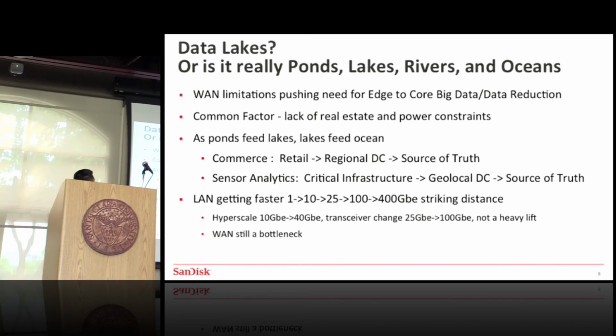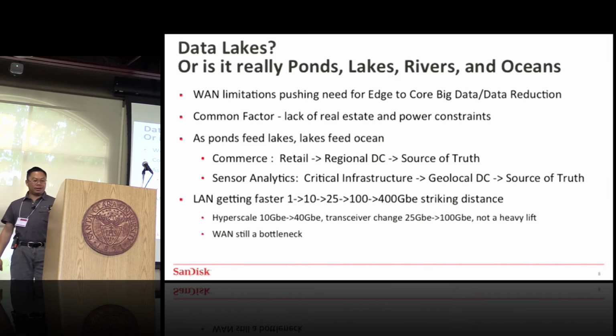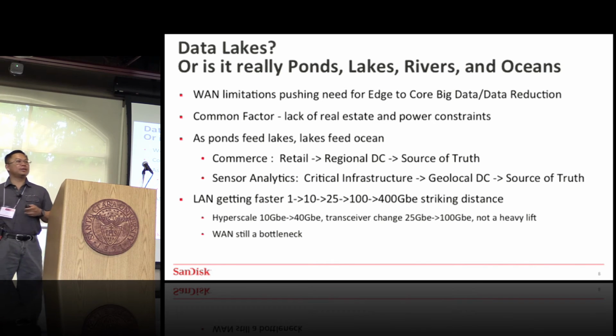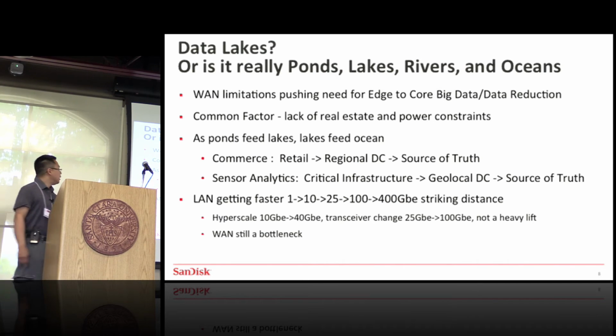So again, one of the things I keep talking about, and it's getting a lot of resonance in the area, especially when you start looking at how people do commerce, how people do things like geographic analytics and so on, is the fact that with WAN, everything in the data center is going faster and faster, but the WAN is not going as fast as the data center.